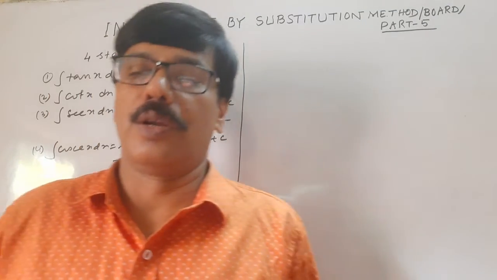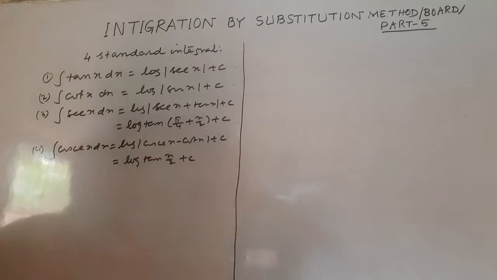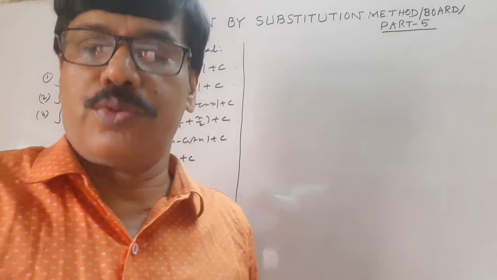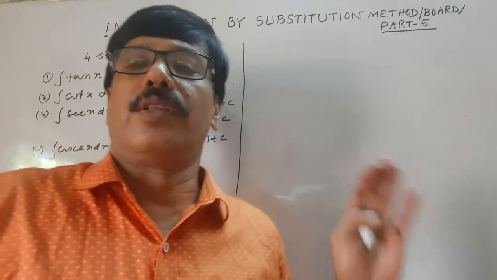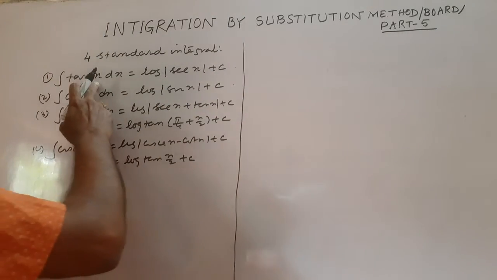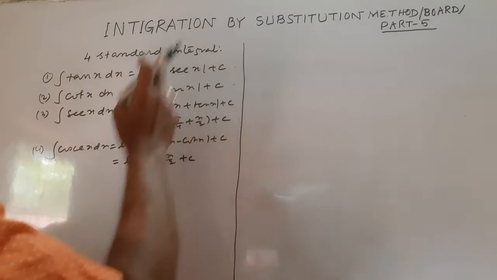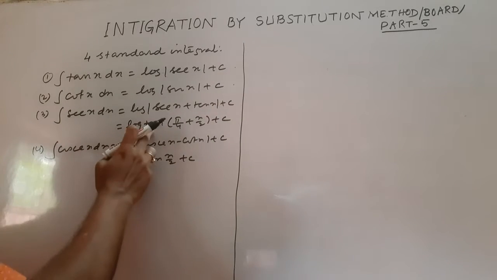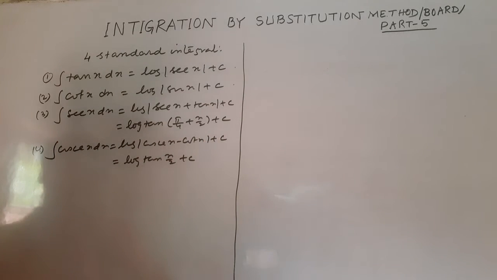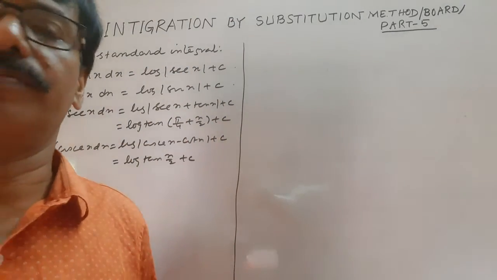Now we consider 4 standard integrals. Standard means we can use these results directly. We know the 4 standard results: integration of tan x dx is log sec x plus c. Cot x dx is log sin x plus c. Sec x dx is log sec x plus tan x plus c. Cosec x dx is log cosec x minus cot x plus c, or log tan x by 2. So these results can be proved by substitution.